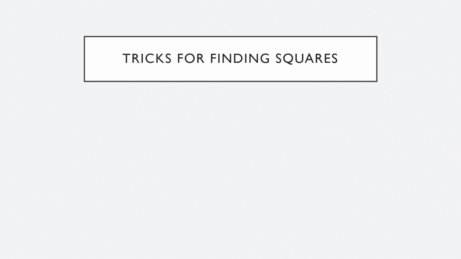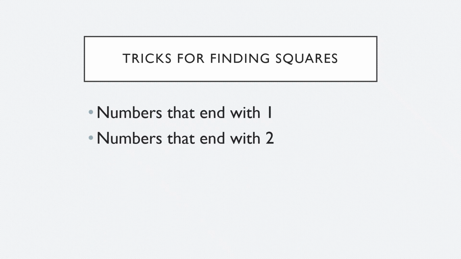In this video, I'll be teaching you some mental math tricks for finding the squares of numbers. We'll look at numbers that end with 1, numbers that end with 2, and numbers that end with 3. So let's begin. We'll start with numbers that end with 1.